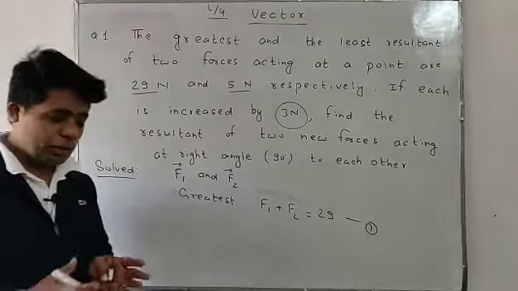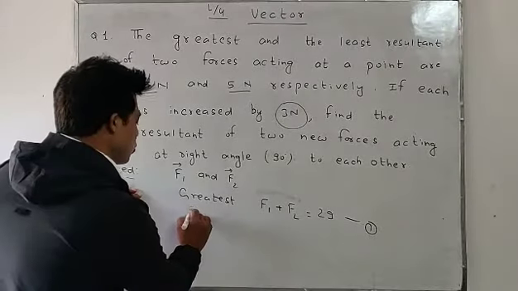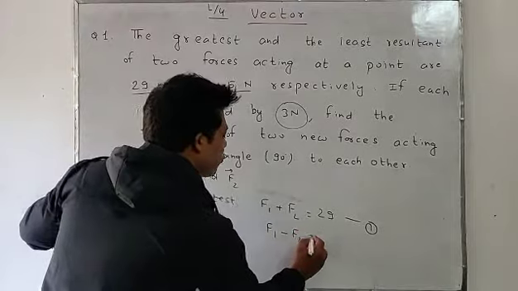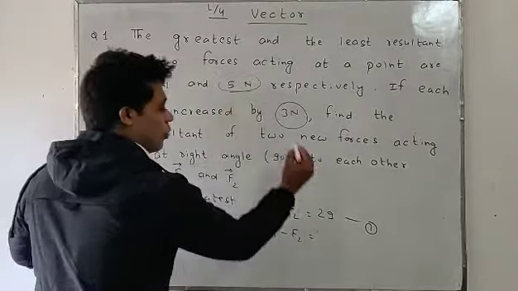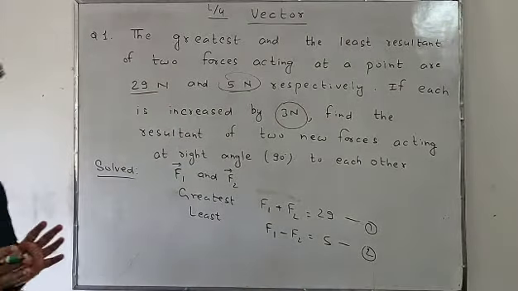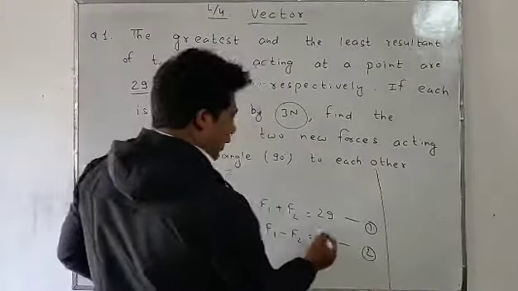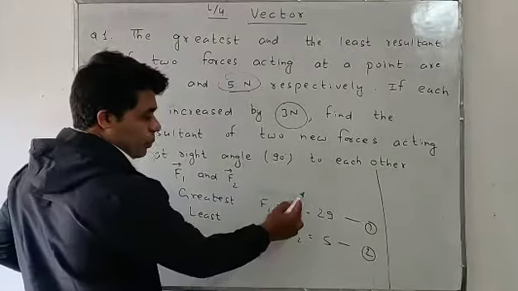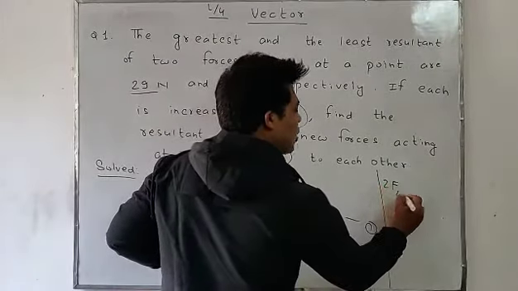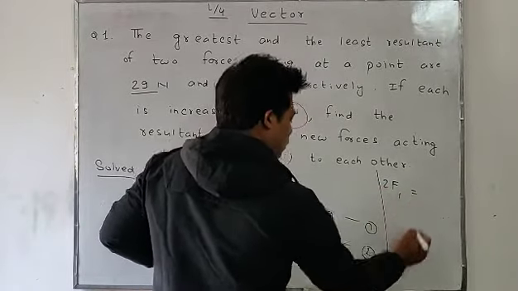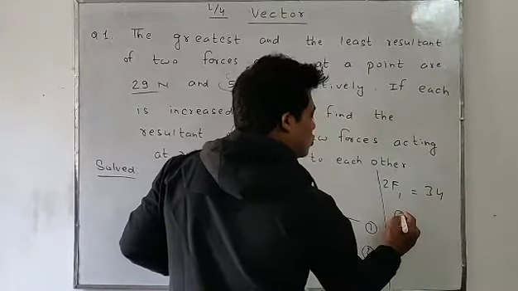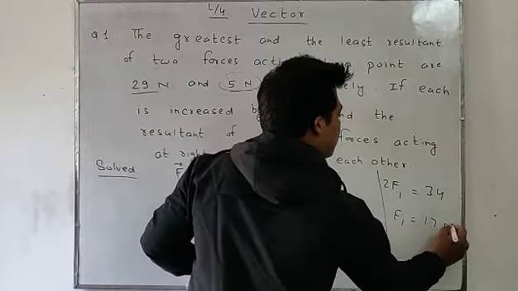Obviously, when we subtract, that will be the least force. So what about the least force? F1 minus F2, and that is given as 5 Newton. Now first we will find F1 and F2. Adding both equations, minus F2 plus F2 cancel out, and we write 2 times F1. 29 and 5 is 34, so 2 F1 equals 34. So F1 is 17 Newton.